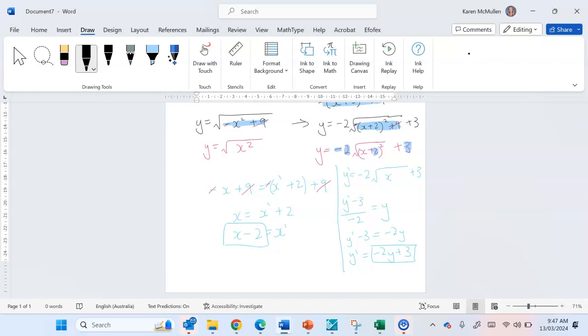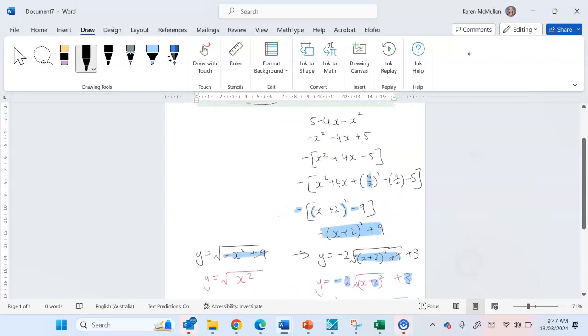Your transformations, we always do dilations first. So it's been dilated by 2 from the x-axis. Then we do our reflections. So it's been reflected along the x-axis. It has been translated to the left 2 and up 3. Okay, so there's your 4 transformations.